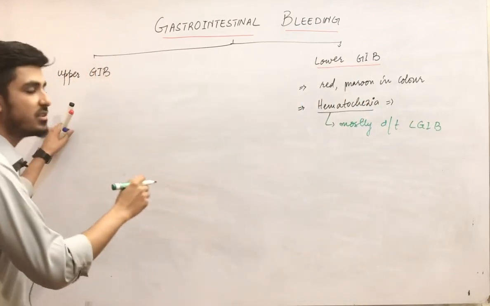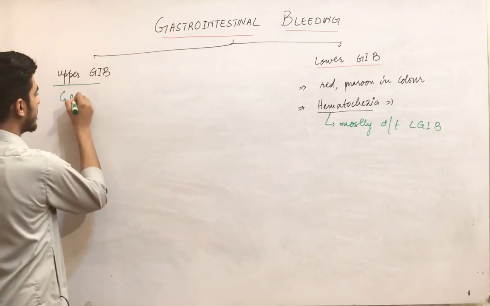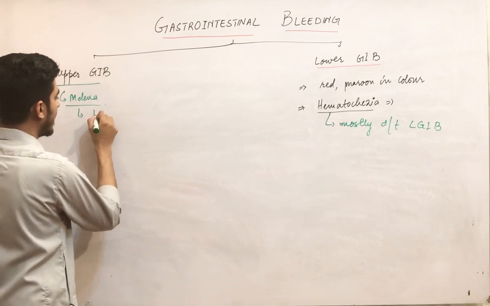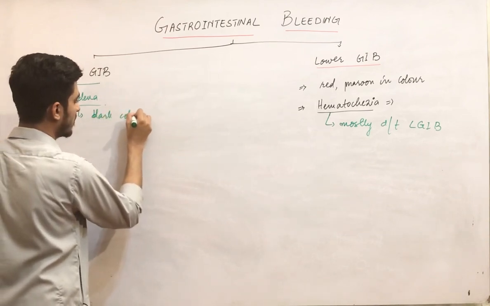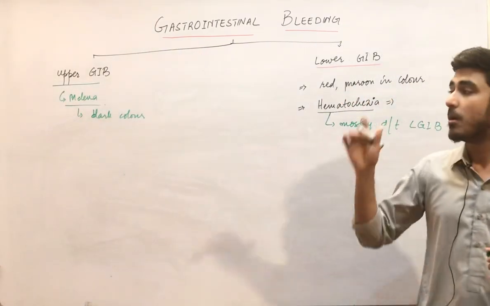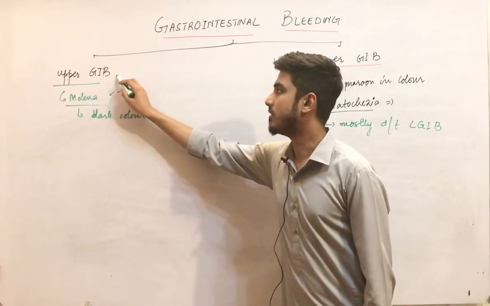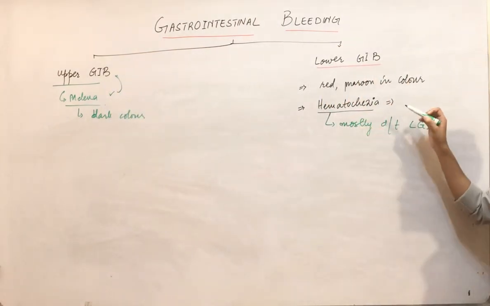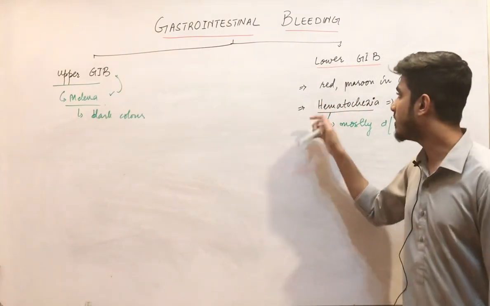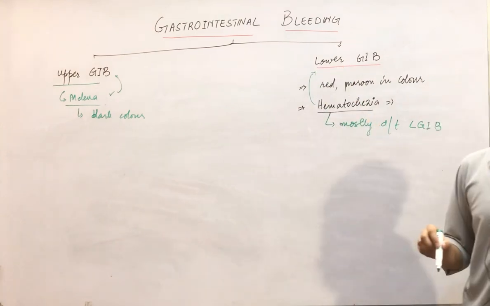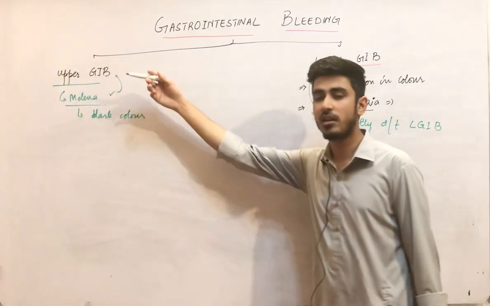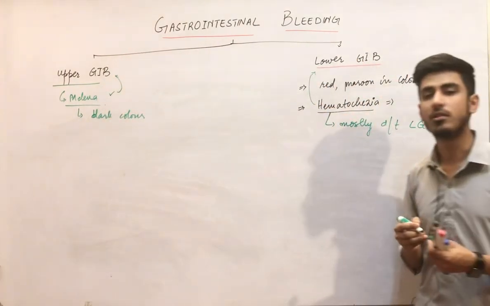Here I told you in the upper GI bleeding that melena is there. Melena is basically dark color stool. And I told you that melena can occur in upper as well as lower GI bleeding, but mostly melena occurs in upper GI bleeding. So here same is the case, that hematochezia can occur in both upper as well as lower GI bleeding, but hematochezia is mostly associated with lower GI bleeding. Clear? So they both can occur in both of them, but specifically melena is more common in upper GI and hematochezia is more common in lower GI bleeding.